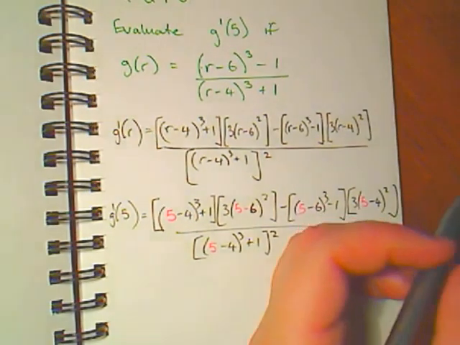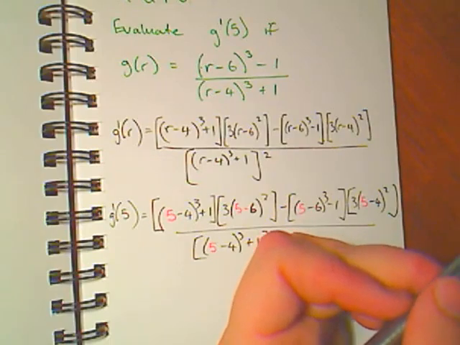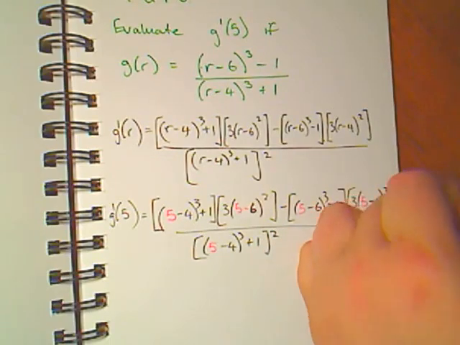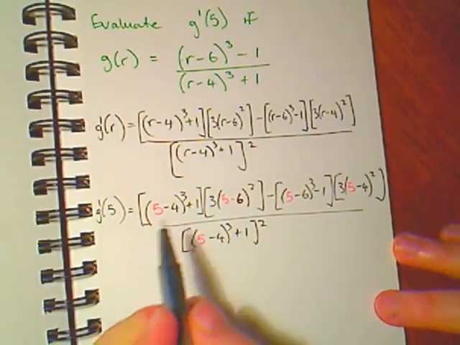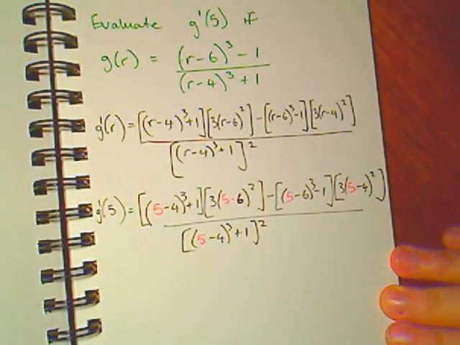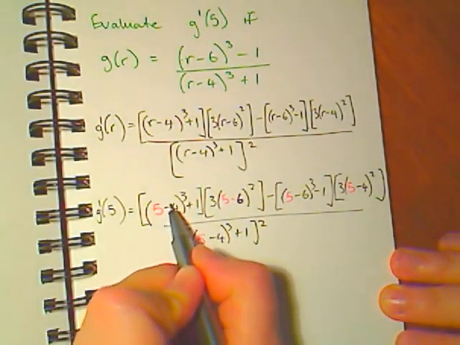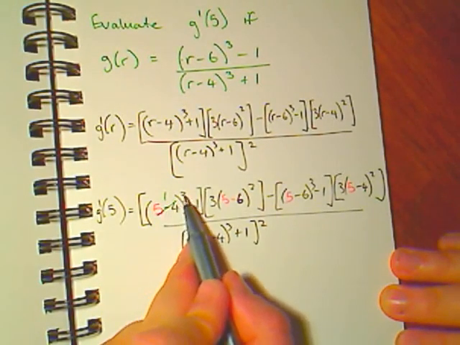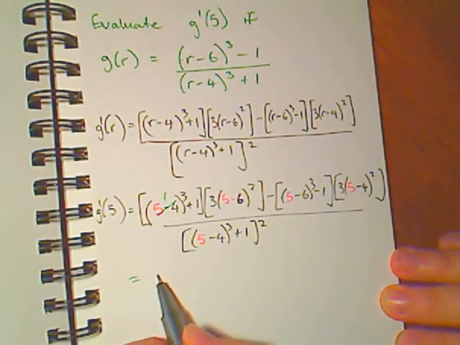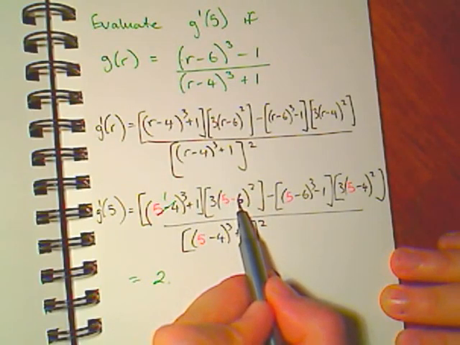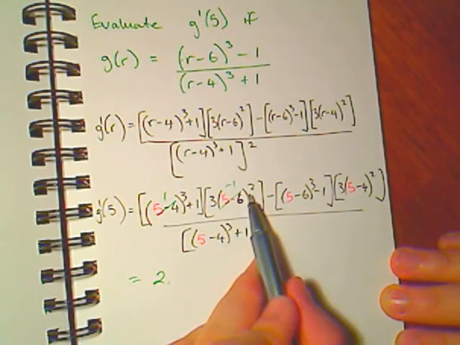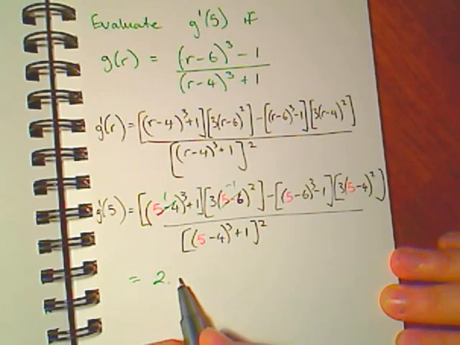Now have a look how nice this falls out. You can see some 5s minus 6s and 5s minus 4s. So it looks like we're just dealing with 1s really. 5 minus 4 is 1. 1 cubed is 1, plus 1 is 2. 5 minus 6 is minus 1. Squared is 1, times 3 is 3.